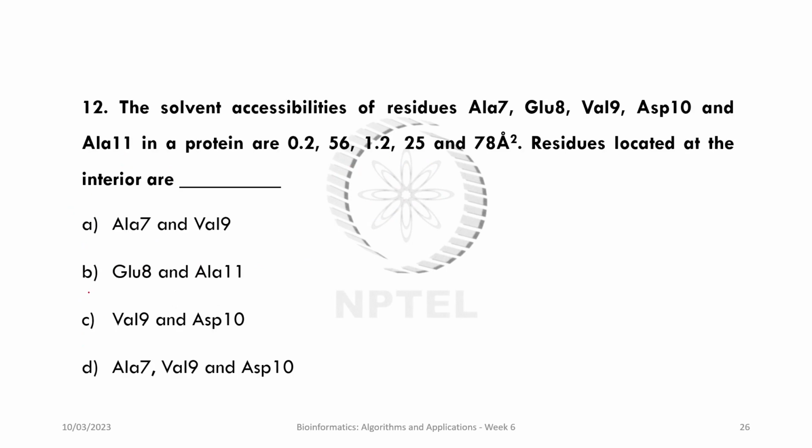Question 12. The solvent accessibilities of residues alanine 7, glutamate 8, valine 9, aspartate 10, and alanine 11 in a protein, I'm sorry, all consecutive residues, are 0.256, 1.2, 25, and 78 angstroms squared. Residues located at the interior are.